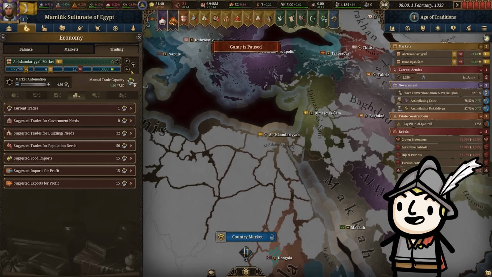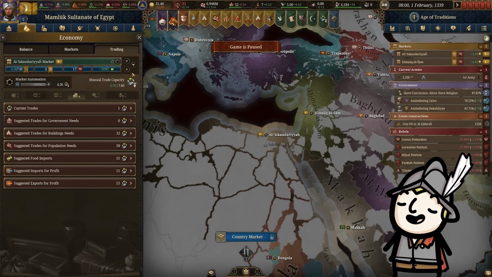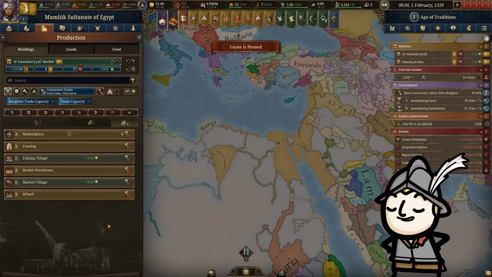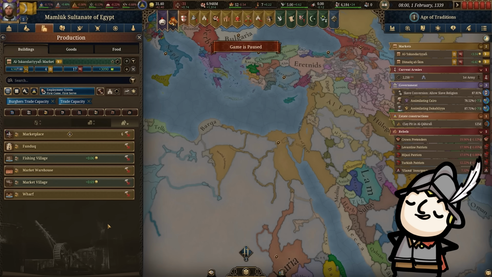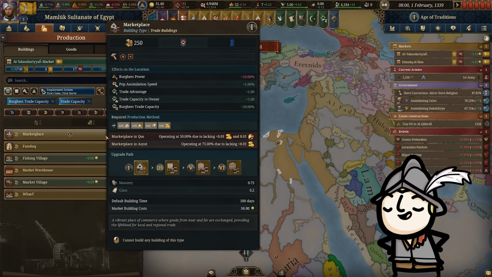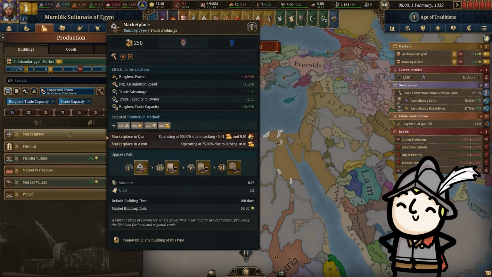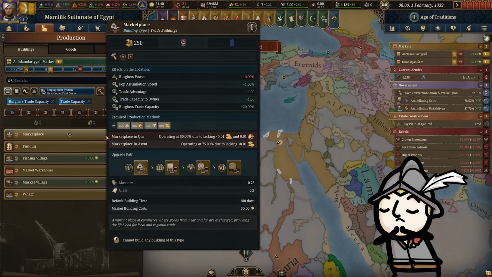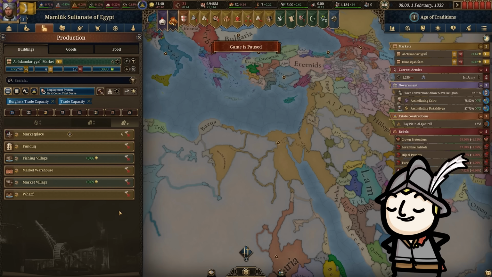Let's talk a little bit more about market capacity though. Now, market capacity is based on each market, so it will change market to market. And surprise, surprise, you can increase trade capacity by constructing new buildings. So if we take a look at our marketplace over here, you can see that it will increase the trade capacity of its owner. It will also increase the trade capacity of your burgers, so it will be increasing their power base. So now you know the absolute basics about how to trade.